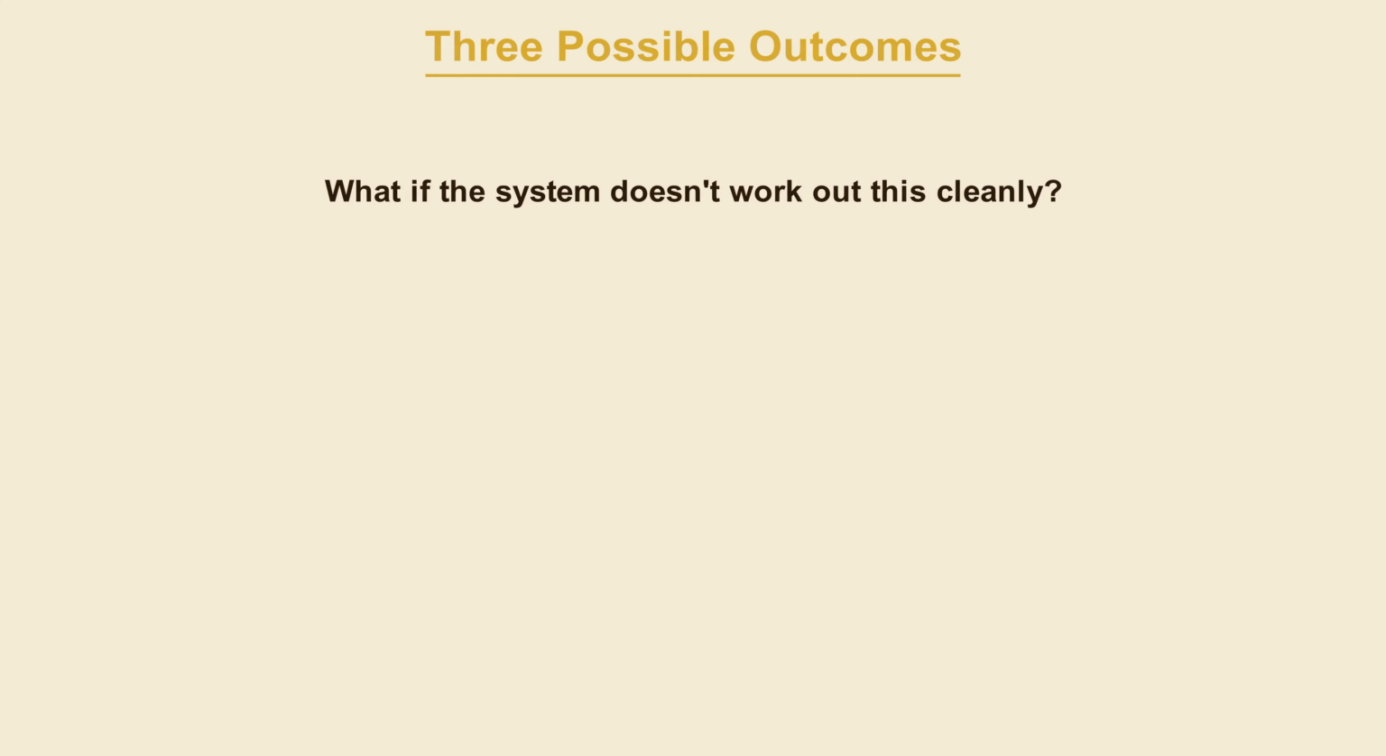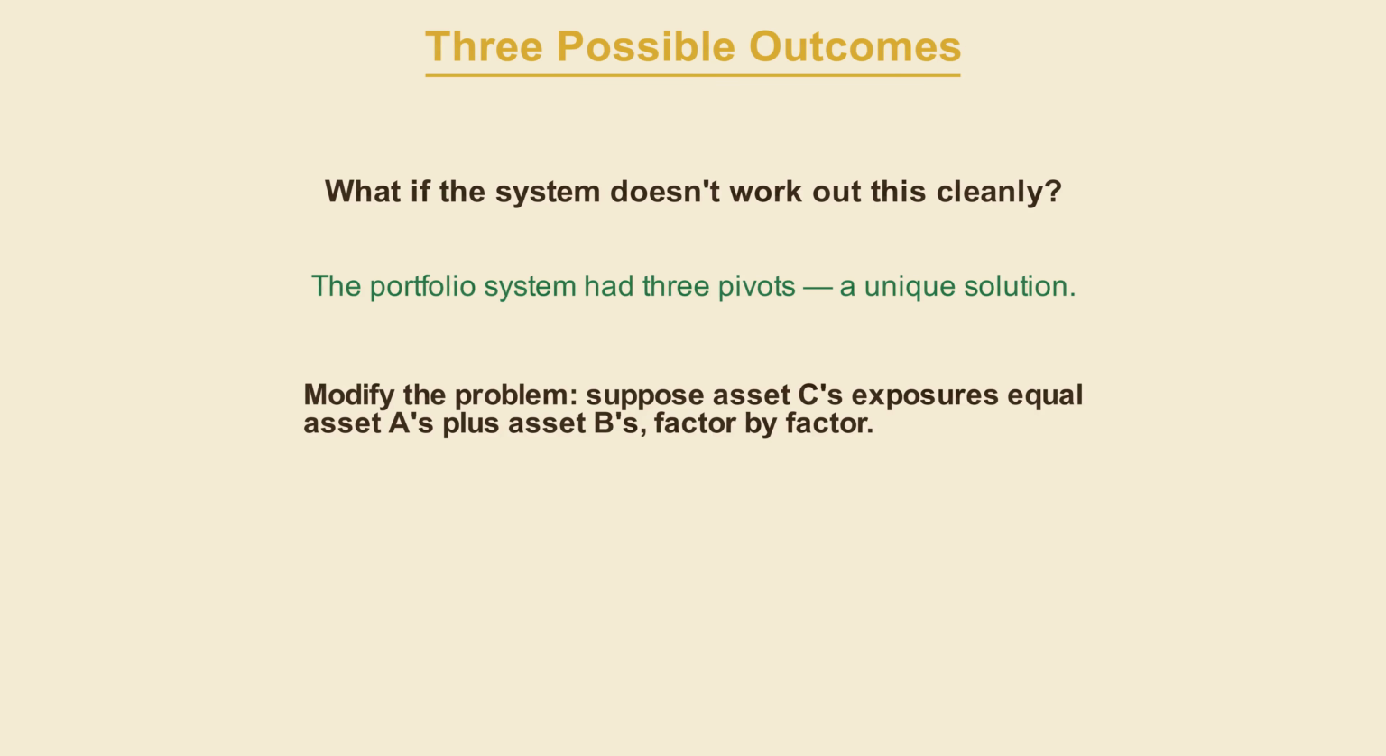So what happens when the system doesn't work out this cleanly? When we ran Gaussian elimination on the portfolio system, we ended up with 3 pivots in a 3 by 3 matrix. 1 pivot per row, 1 pivot per column, and everything lined up and the solution came out unique. But that's not the only thing that can happen. To see the other two cases, let's modify Victor's problem slightly.